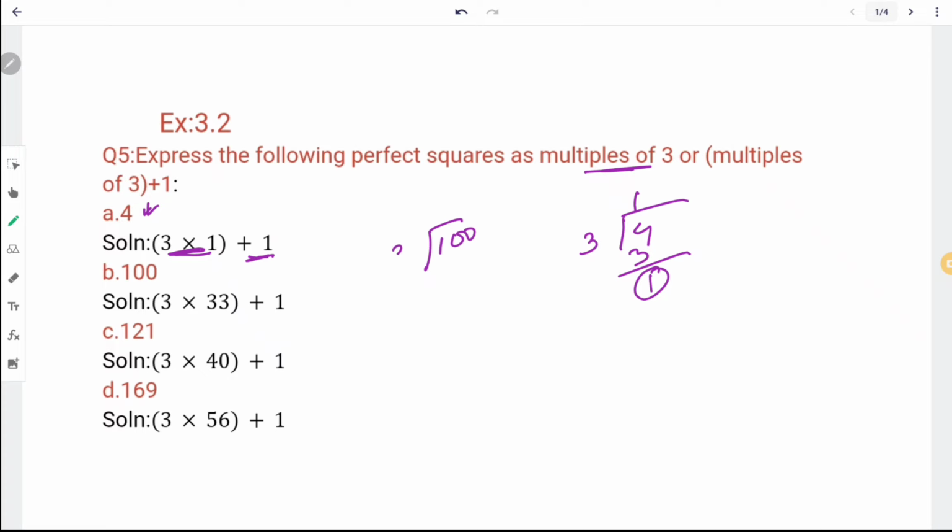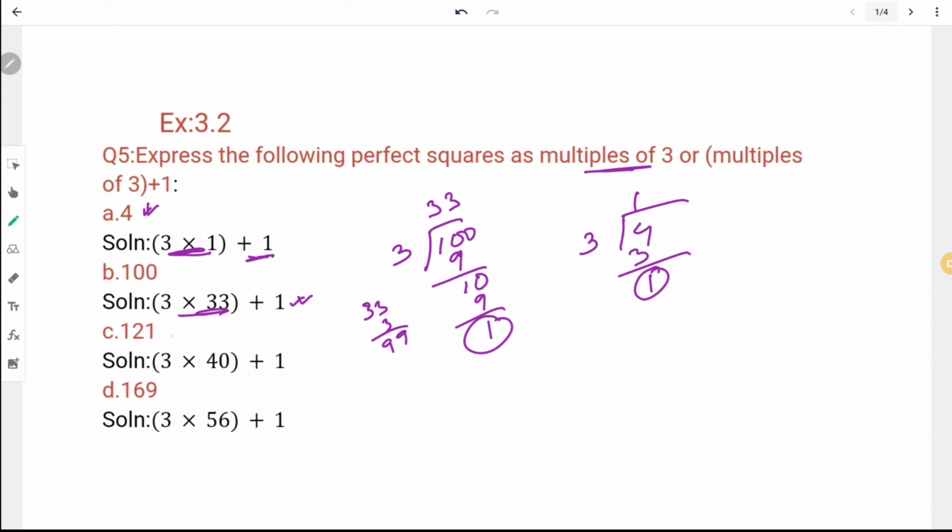Now let us look at 100 again. 100 divided by 3, 3 3s are 9, 10 minus 9, 1 in hand, then 0, then 3 3s are 9, again 1 in hand. So when I multiply 3 into 33, 3 3s are 9, 3 3s are 9, we get 99. But I need one more, so you have to add the remainder here.